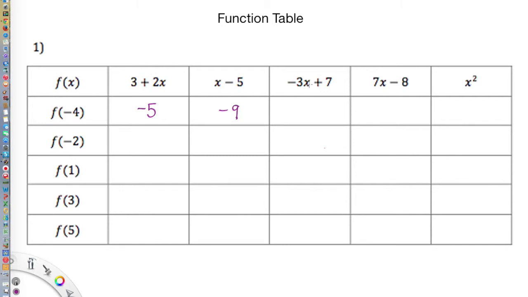Here I would substitute negative 4 into this function, which would be negative 3 times negative 4, which is a positive 12, and positive 12 plus 7 is 19. And then for my next function, 7x minus 8, 7 times negative 4 would be negative 28, and negative 28 minus 8 would be negative 36. And then last but not least, my last function is x squared, and when x is equal to negative 4, squared is a positive 16.